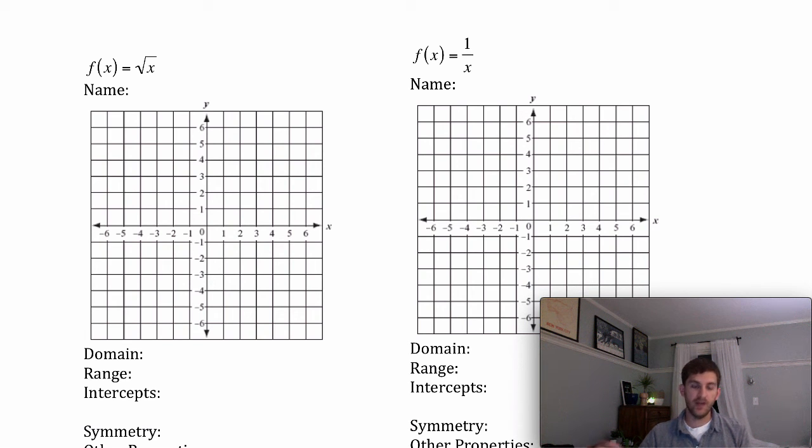All right, next up we have f of x equals the square root of x. The name for that, conveniently, is the square root function. Sometimes you'll see it referred to as a radical function.